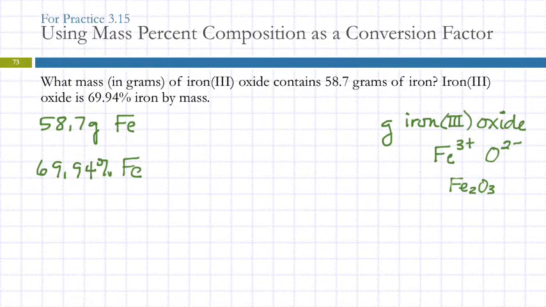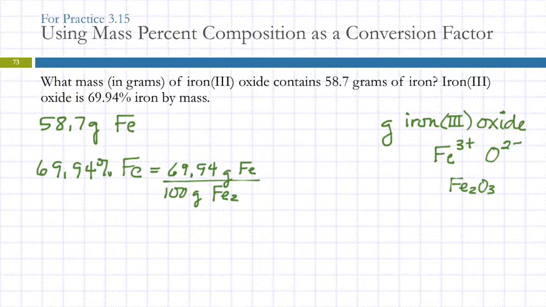This percentage here, percent can always be written as per 100. 69.94 grams per 100 grams. It's grams of iron, the part, per 100 grams of the whole thing. Everybody okay with that? So which of these numbers is our starting point for this calculation? It's the grams of iron.